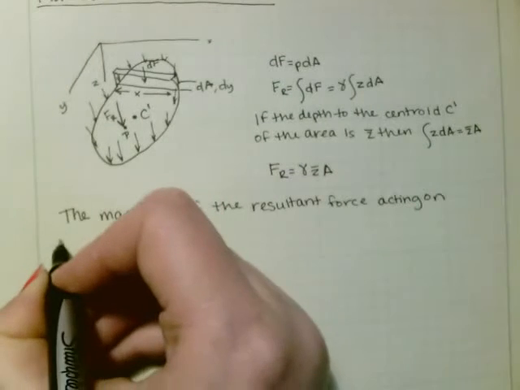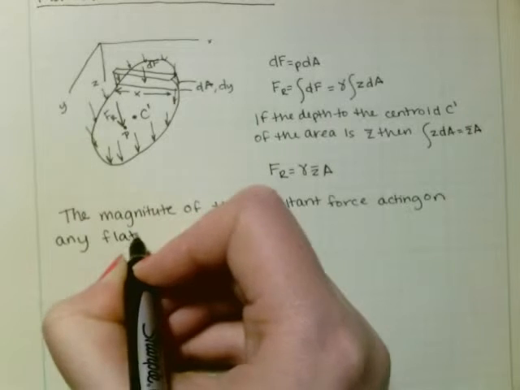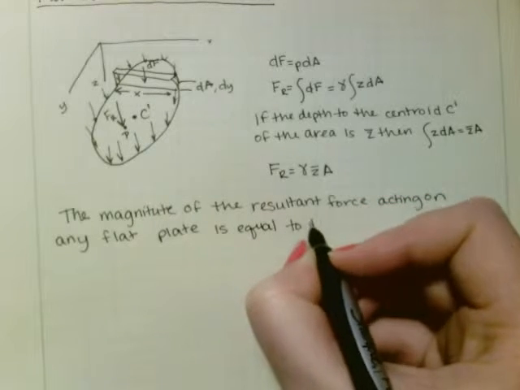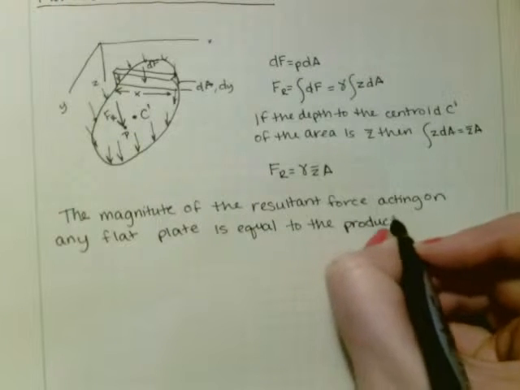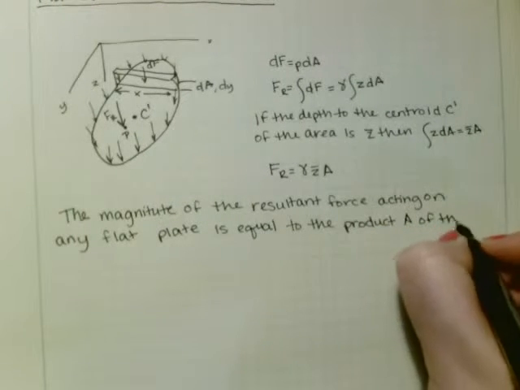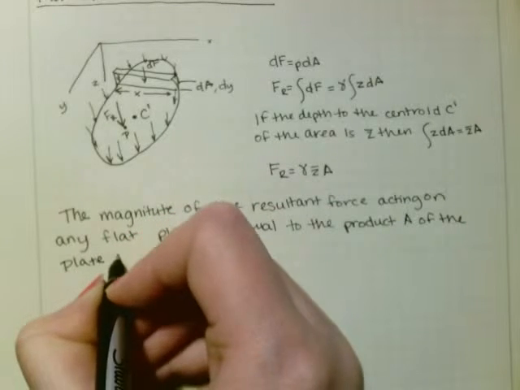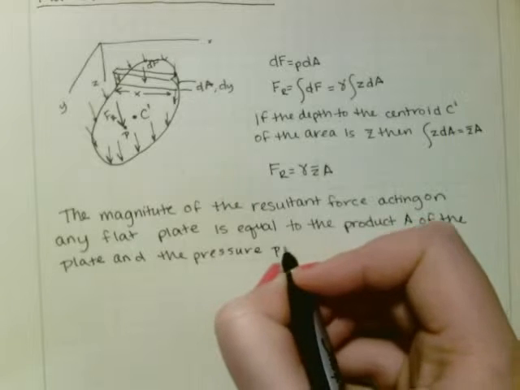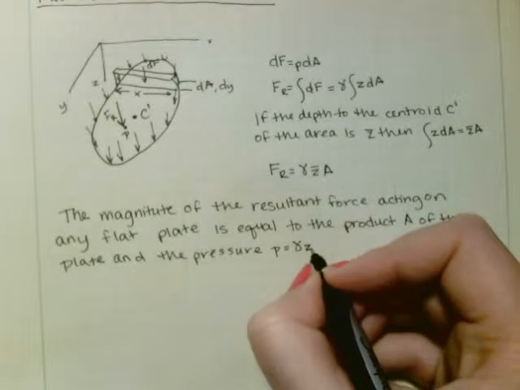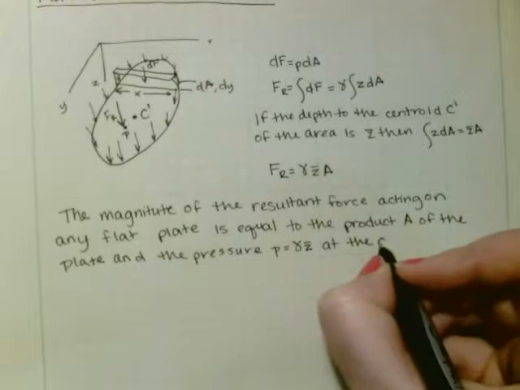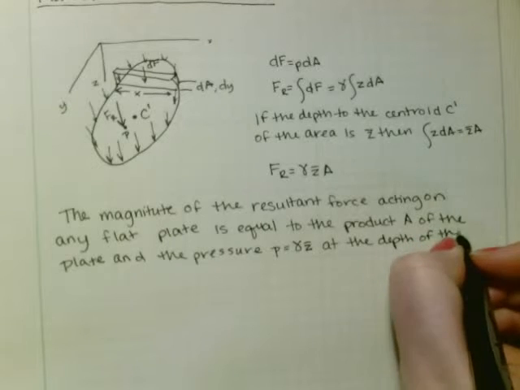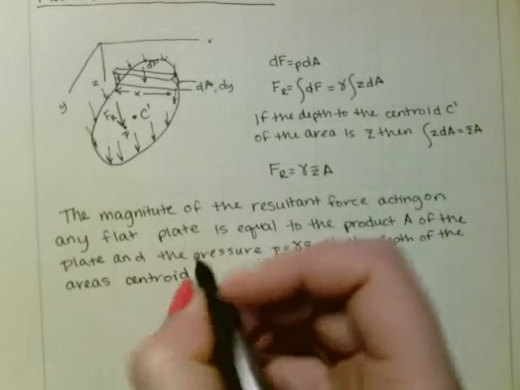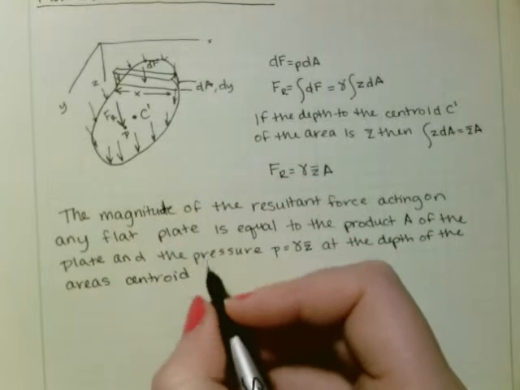acting on any flat plate is equal to the product A of the plate and the pressure, where P is equal to the specific gravity times Z bar, at the depth of the area's centroid C prime.